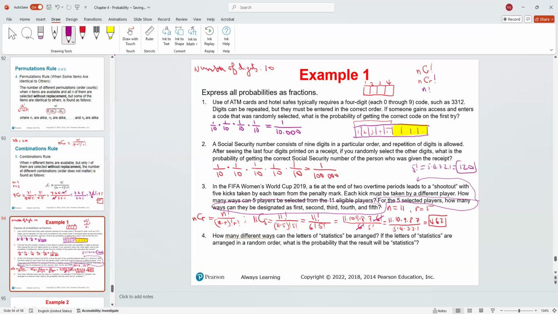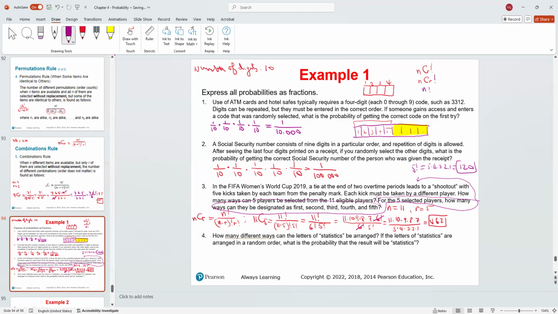How many different ways can the letters of statistics be arranged if they are arranged in a random order? What is the probability that the result would be statistics? But the first question: how many different ways? In some textbooks, you would say how many distinguishable ways. Okay, now they said how many different ways can the letters be arranged.